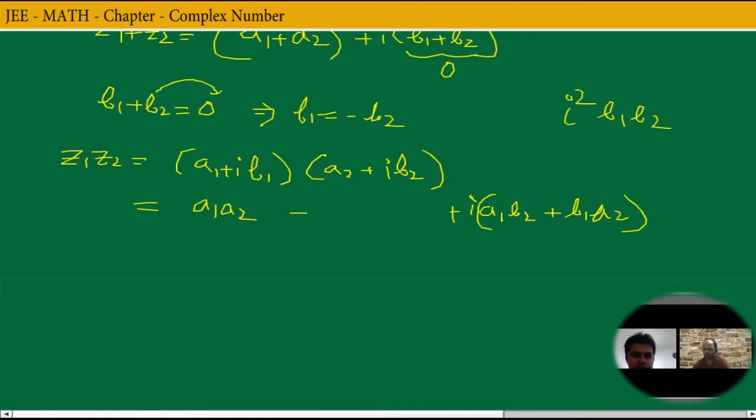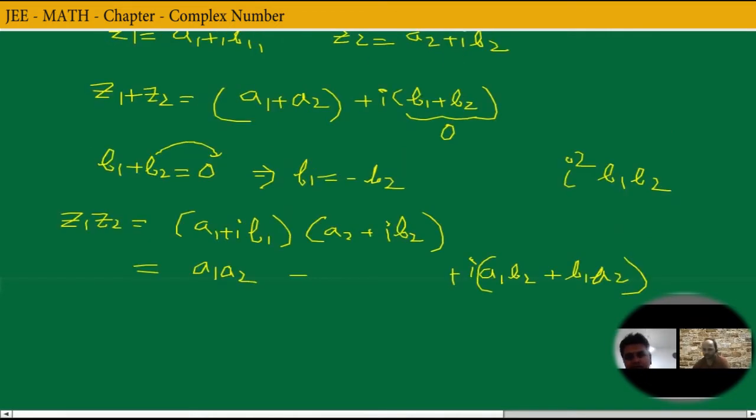Can you tell me the value of i? Isn't it square root of -1? Yes. So what would be the value of i squared? -1. Perfect. So what would be the value of i squared b1 b2? Negative b1 b2. Okay.